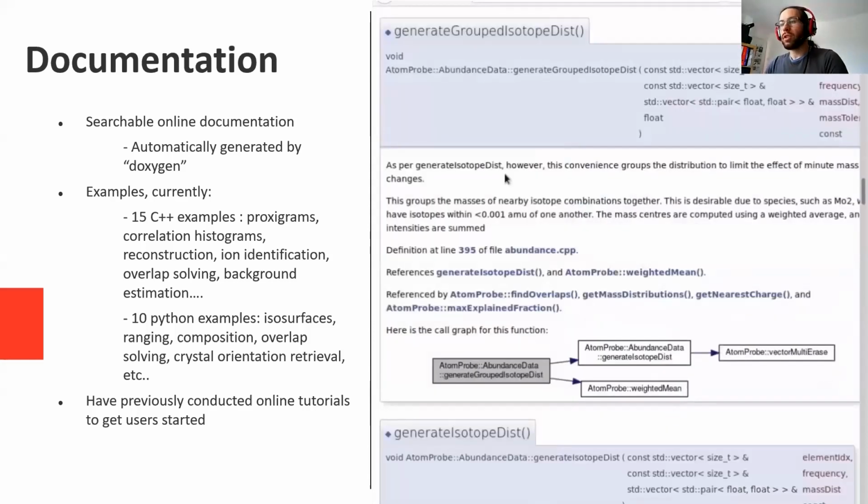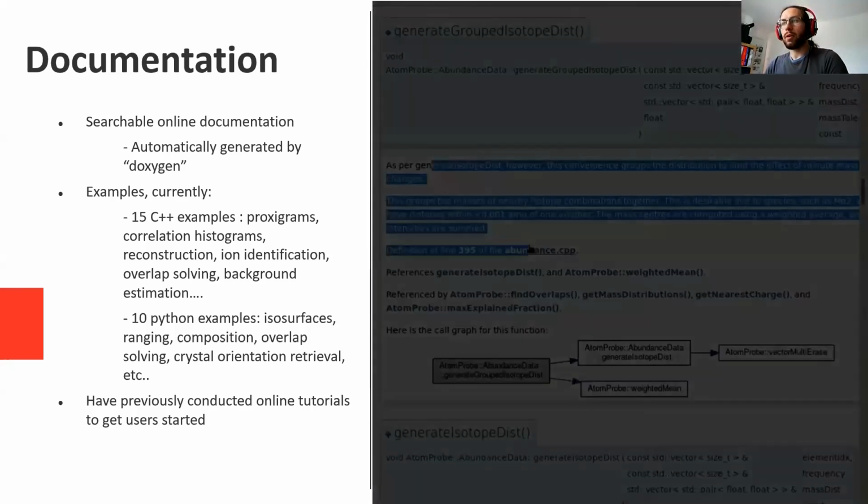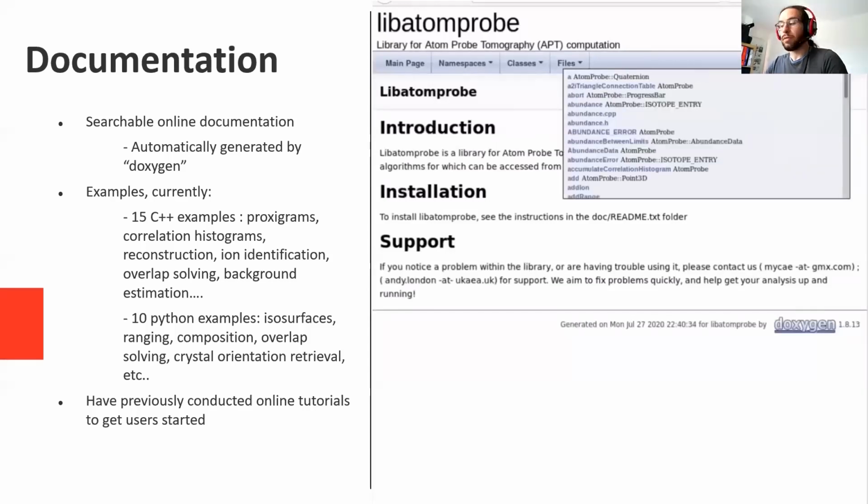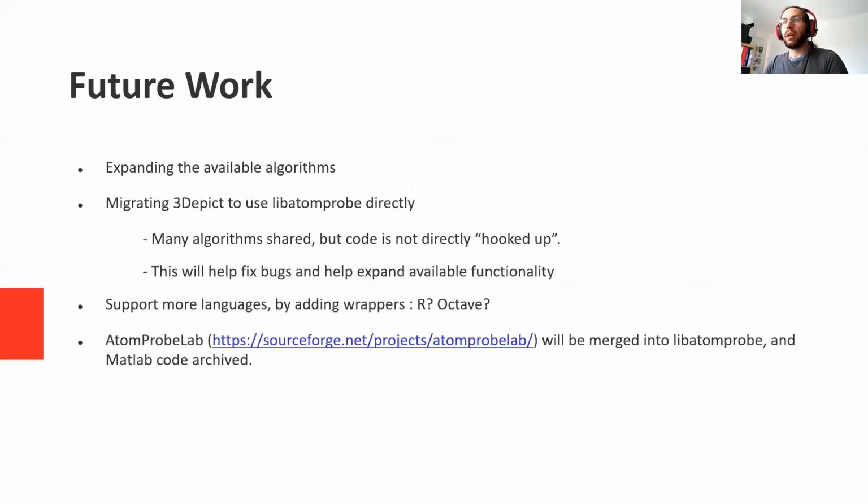And previously we've done online tutorials, and it would be great if there was enough demand for us to do that again. So in summary, we're looking to expand the algorithms that are available. For example, integrating this better with 3Depict so it can use Libatomprobe directly. We'd like to support more languages, for example, R, and I think we've seen there's quite a lot of momentum for R, or Octave or MATLAB. It's possible to do that. And if there's demand, then we'd like to do that.